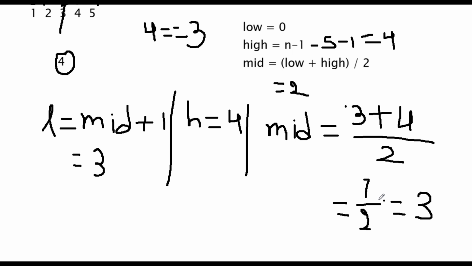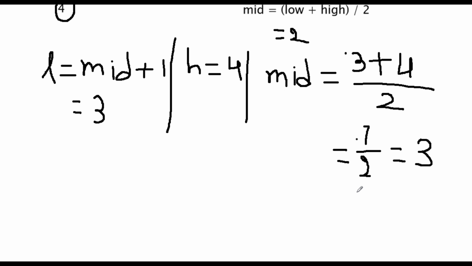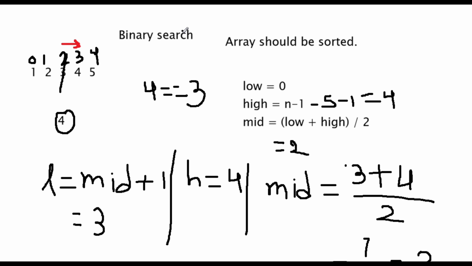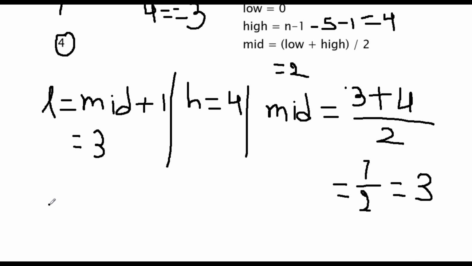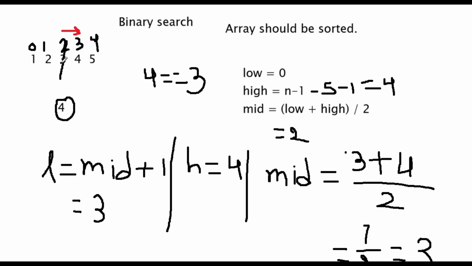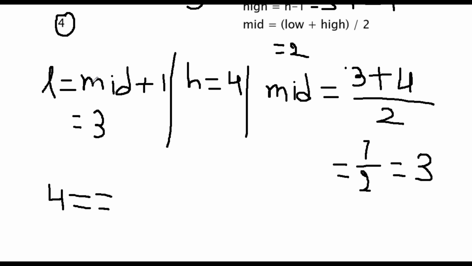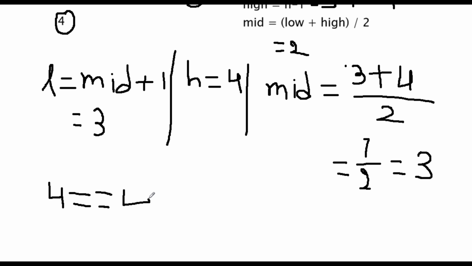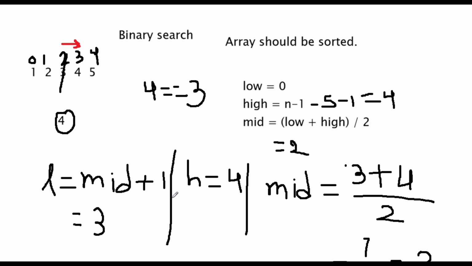So guys, again I am telling, the low value is 3, the high value is 4, and the mid value is 3. So again we are going to check whether our 4 is equal to the third index element. What is the third index element in our array? 0, 1, 2, 3, that is 4. Yes, we found it, guys. Hope you understand.